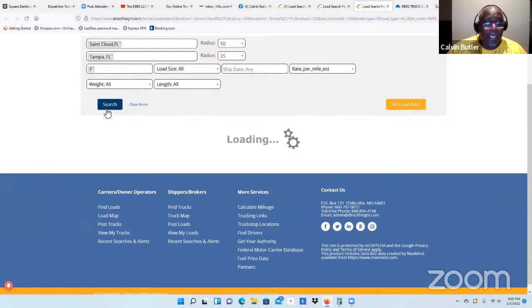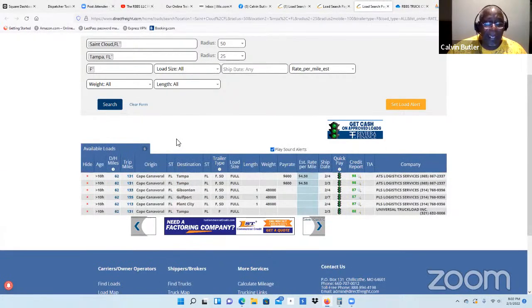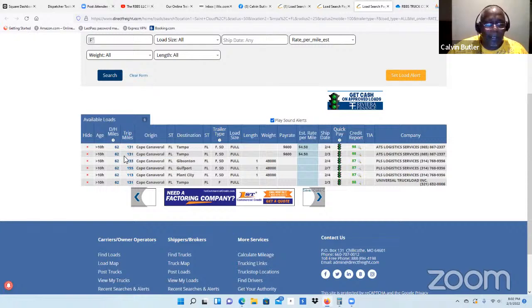25 miles. I saw something that takes you right back to Tampa. Look at that right there. Right on back to Tampa. You're gonna go 62 miles out to grab it, but you're gonna run 131 miles back to Cape Canaveral, which is less than 25 miles.